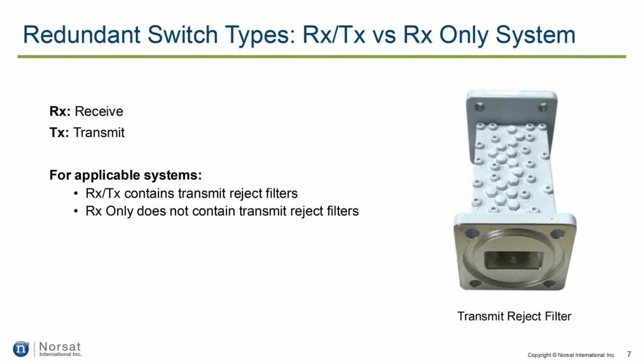Let's now discuss the differences between RxTX systems and Rx-only systems in redundant switch configurations. RxTX systems are designed to handle both receiving and transmitting signals. To minimize the interference from the transmit signal on the receive signal, these systems typically include transmit reject filters, preventing potential interference or damage to sensitive receive equipment. On the other hand, Rx-only systems are designed solely for receive signals, so they do not include transmit reject filters. Alternatively, transmit reject filters may be sold separately and can be added to the system based on specific RxTX requirements.